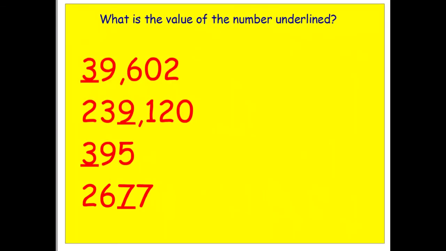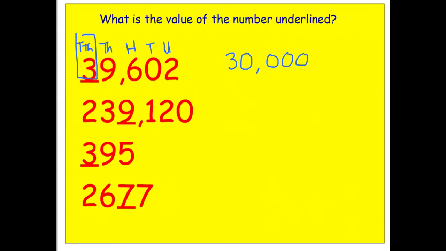Okay, this slide gives us a great opportunity to test our knowledge of place values. So, what is the value of the number underlined? Our first number, 39,602. And we want to work out the value of that 3 that's underlined. So let's begin on the extreme right where I have my units. So I've got 2 units, then I've got my tens, then I've got my hundreds, then my thousands, then my tens of thousands. So that is where the 3 is placed. So it's in my tens of thousands, meaning the value of that 3 is tens of thousands. And we have 30,000 altogether.